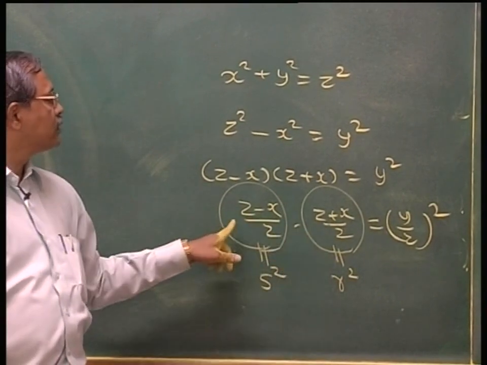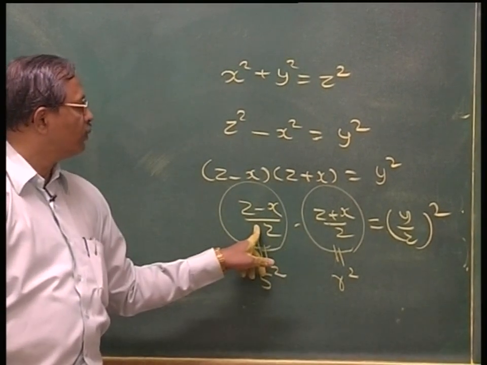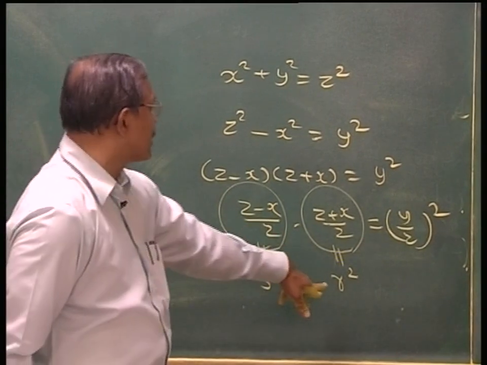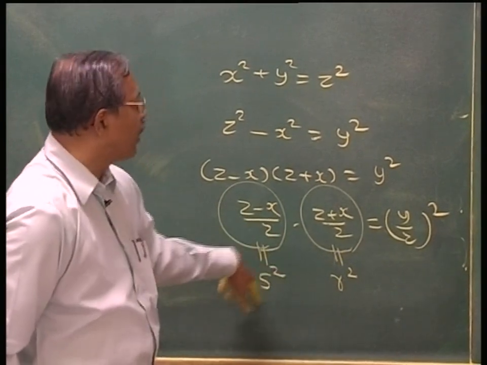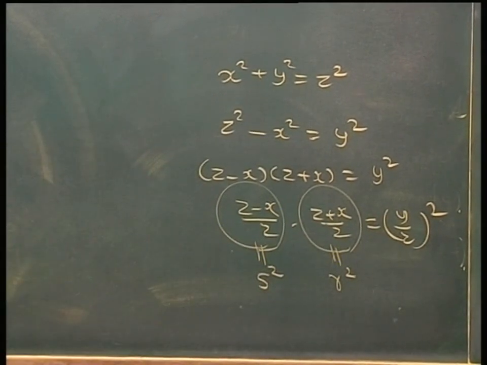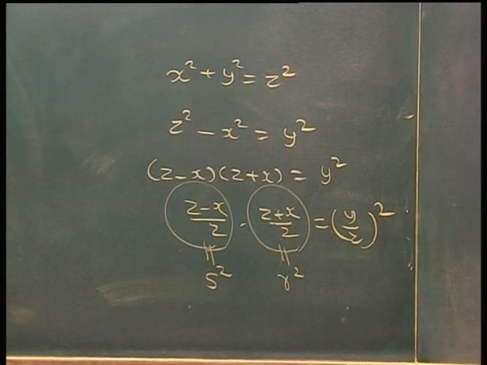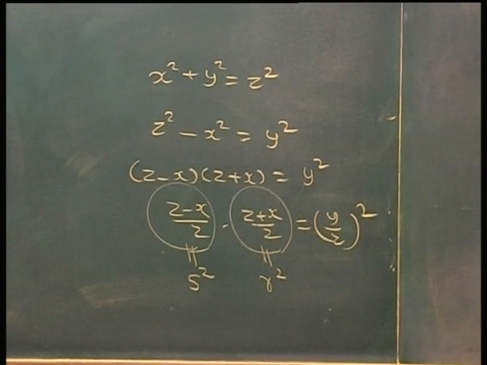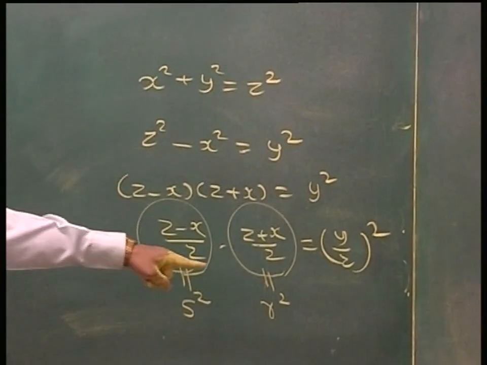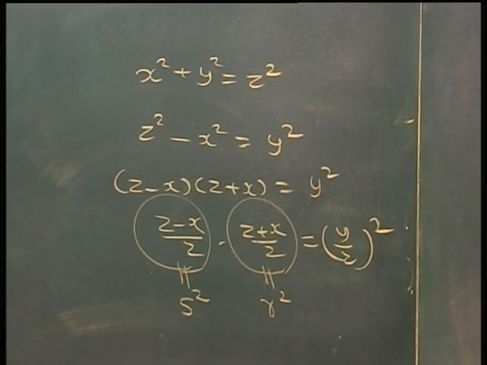If you add these, you get z, which is r square plus s square. This minus this will be equal to x, and that is r square minus s square, and y you can write as 2 times rs. That is the way. So you are using that if the product of two co-prime integers is a square, then each of them is a square, and that gives you the formulae given there in the statement of the theorem.